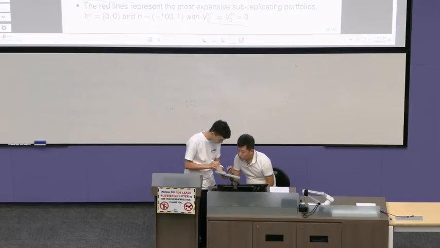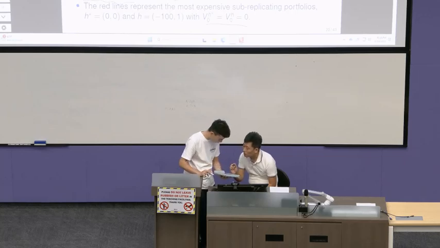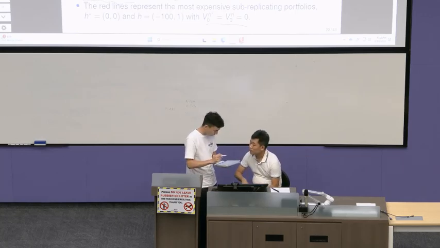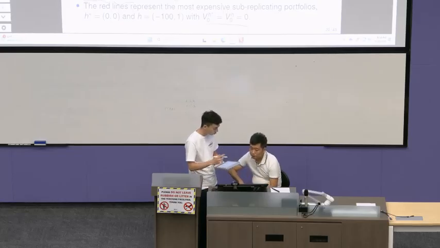If you look at 90, this one is cheaper than both, right? And if you look at 100, it's still cheaper, but if you look at this point, it's more expensive. So in this case, it's not super replicating. It's neither super replicating nor sub-replicating, so we cannot say it's cheaper or more expensive. Cheaper and more expensive only refer to super replicating and sub-replicating.